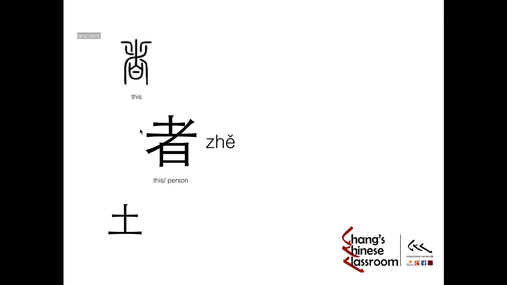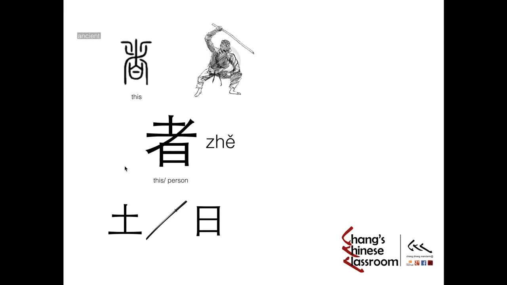So for the modern character, the above part is 土 as the mud, and the lower part is 日 as the sun. And this one thing in between, I'd like you to picture as a ninja blade. So to me, the modern Chinese character looks a little bit like a ninja carrying a ninja sword on its back.